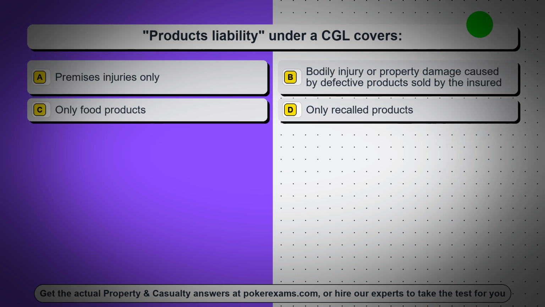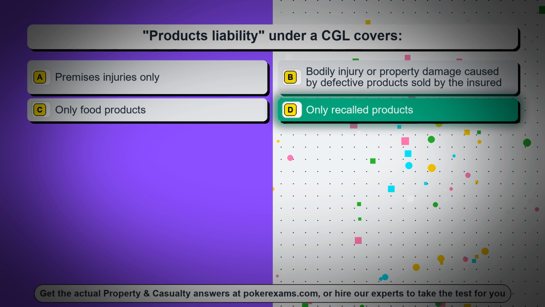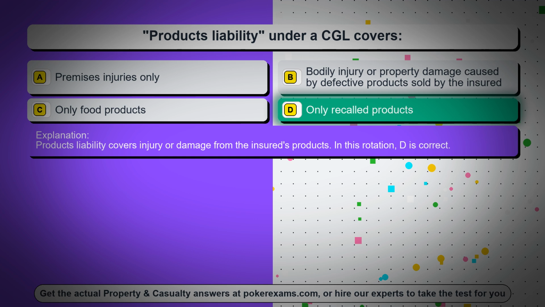Question 77. Products liability under a CGL covers option A, premises injuries only. Option B, bodily injury or property damage caused by defective products sold by the insured. Option C, only food products. Option D, only recalled products. The correct answer is option D, only recalled products. Products liability covers injury or damage from the insured's products. In this rotation, D is correct.